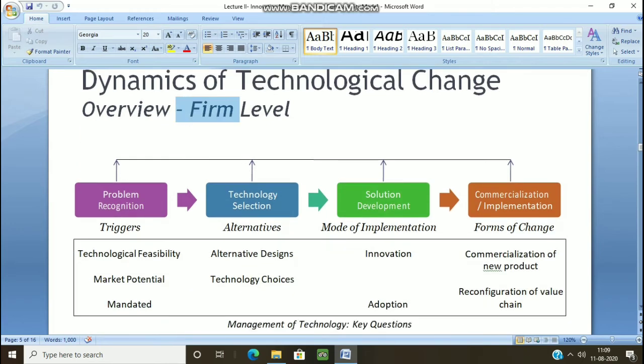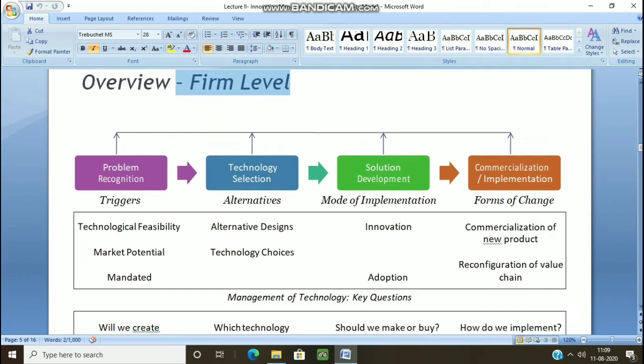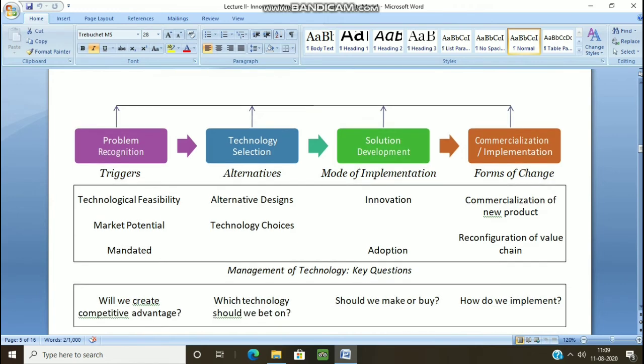So this is the firm level technological change. There are four steps which are visible on my PPT. First thing, problem recognition. Second thing, technology selection. Third thing is solution development. Fourth thing is commercialization or implementation. So the basic thing is we must recognize the problem, then we think about the solution. You can say it's a trigger to move forward to find the solution.